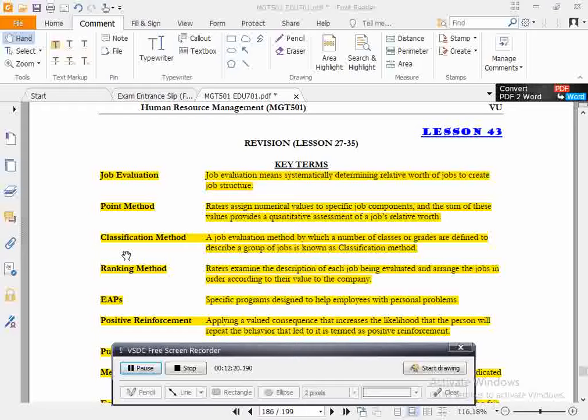Classification method: the job evaluation method by which a number of classes or grades are defined to describe a group of jobs is known as the classification method. Ranking method: raters examine the description of each job being evaluated and arrange the jobs in order according to their value to the company.